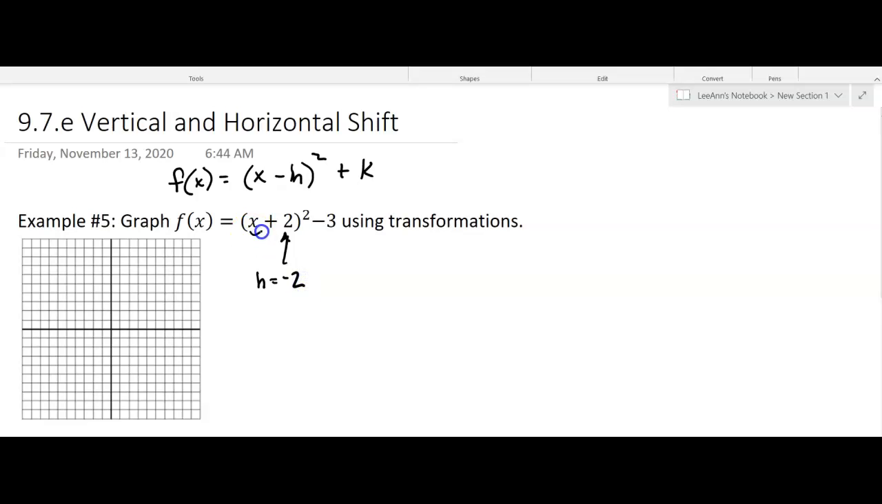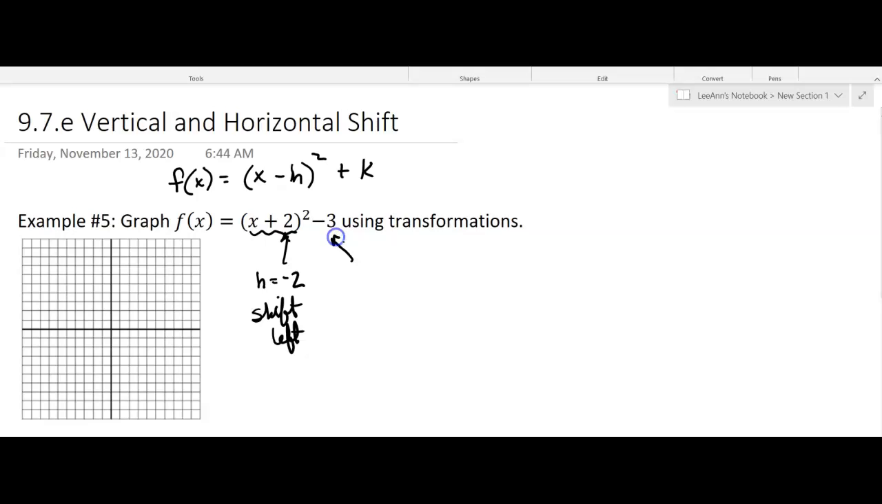I always think, what makes the parentheses 0? Negative 2. And that's where things are going to change. So the h is negative 2. That means it's going to shift to the left 2 units.